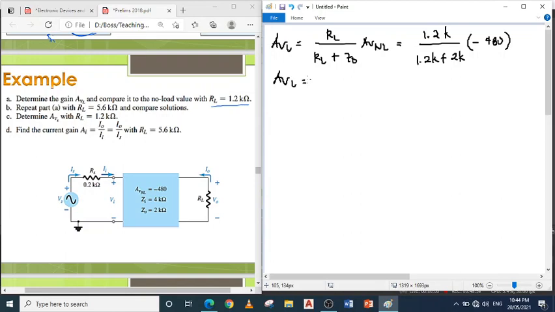1.2K times negative 480. So, 1.2K plus 2K. Okay. So, AVL natin ay negative 180. So, sobrang baba ng AVL natin. Okay? And for letter B, okay now, what if AVL ulit ang kinukuha dito?